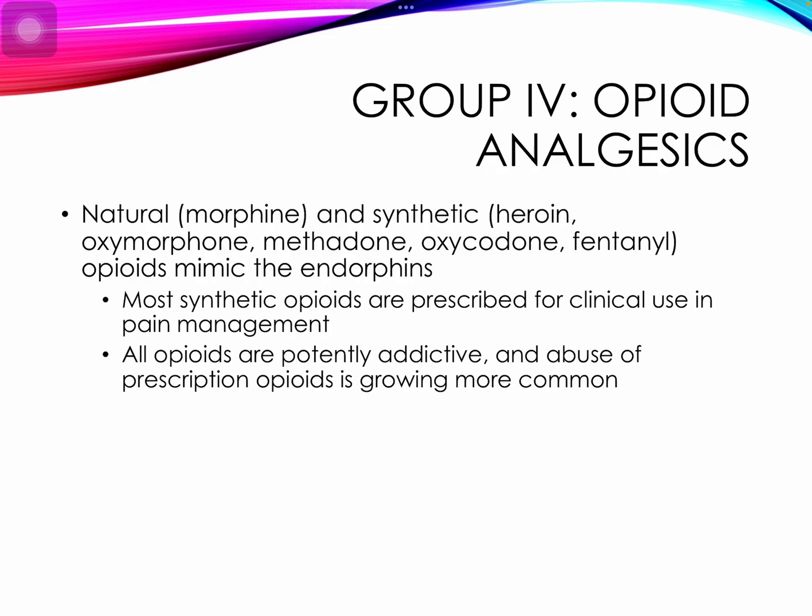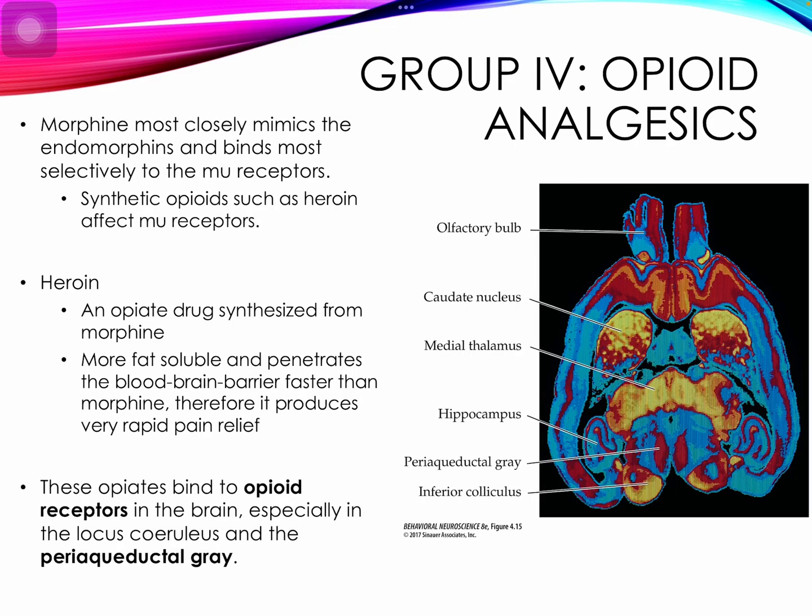Then most people are successful. There are, of course, the select few who do abuse the drug. Now, how this works in the brain: morphine, for example, most closely mimics endomorphins, and they're binding to that mu receptor. Synthetic opioids also affect the mu receptors as well, and heroin is synthesized from morphine. It works faster and is more efficient because it's more fat soluble, and it can penetrate that blood-brain barrier faster than morphine.